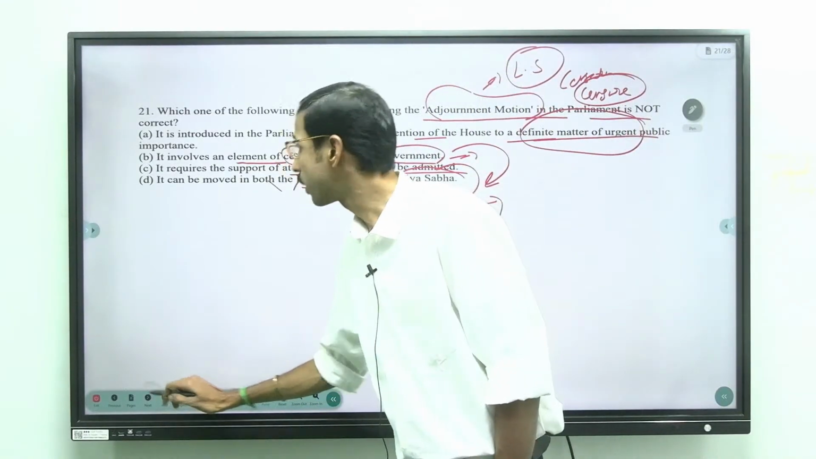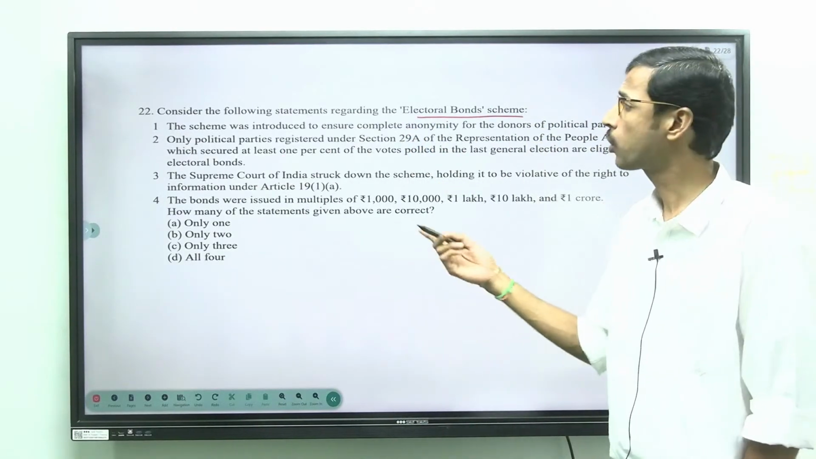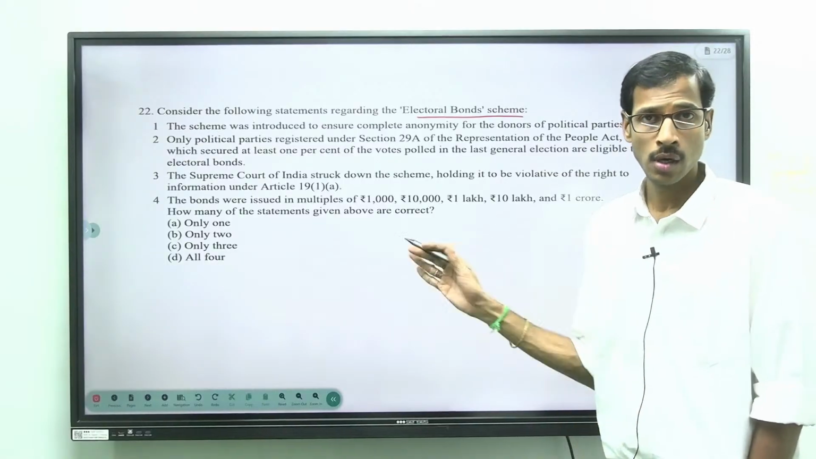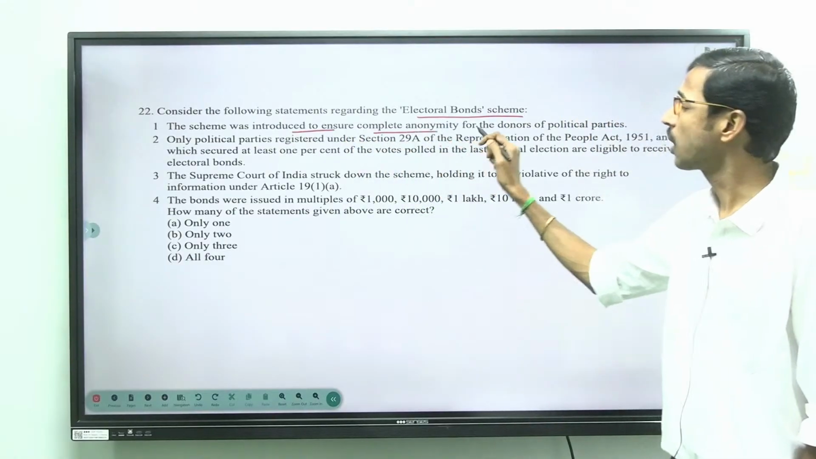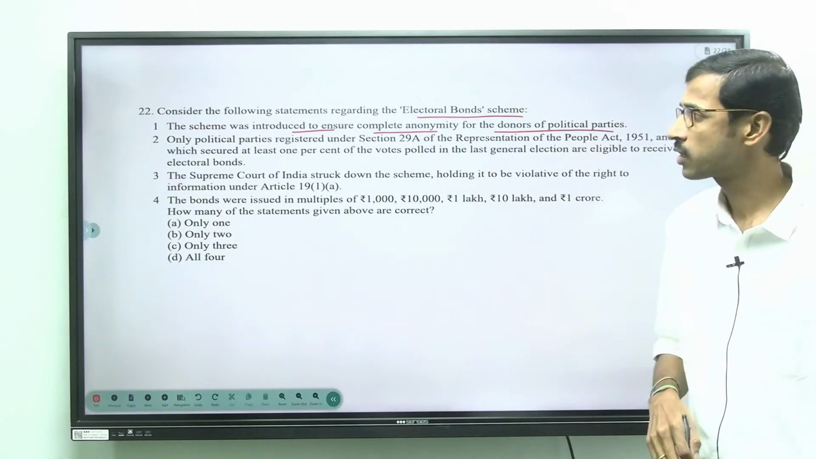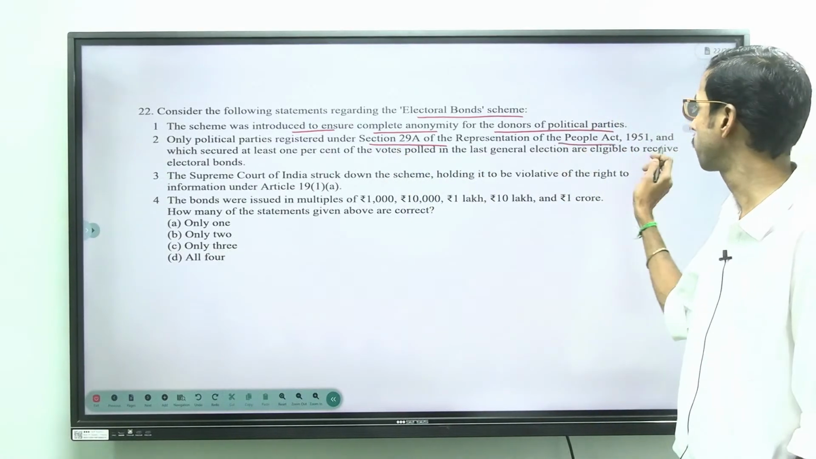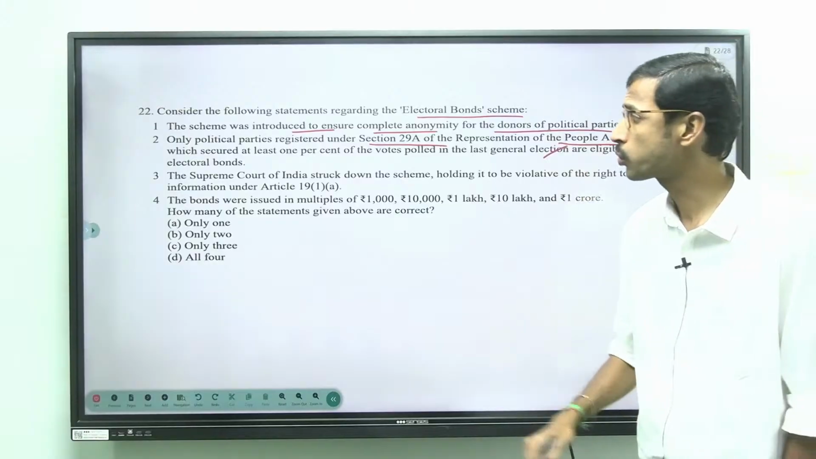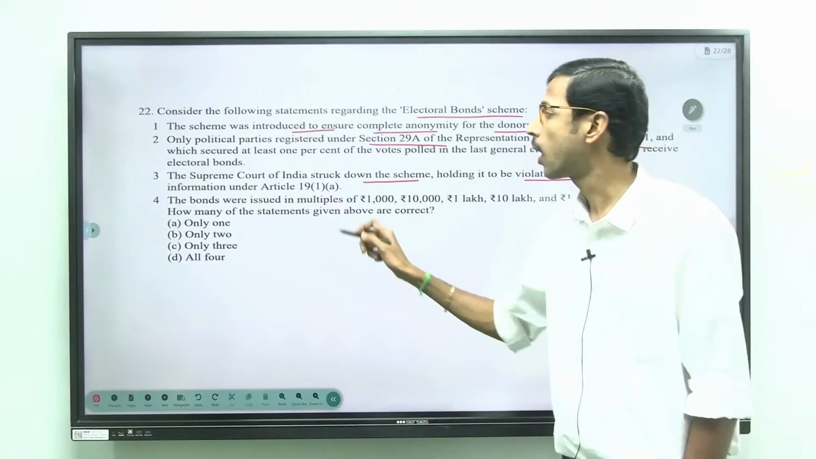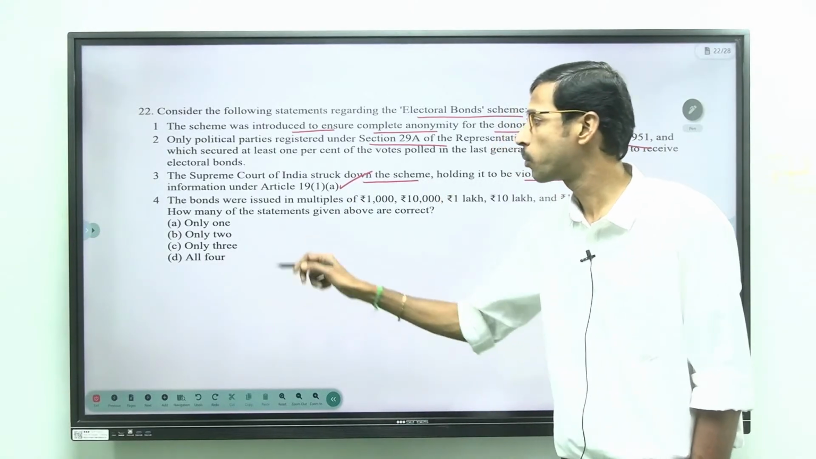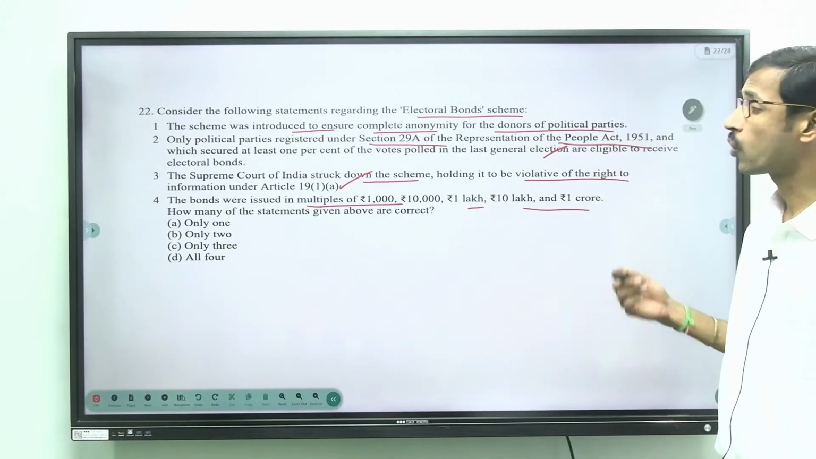So D. Next, consider the following statements regarding the electoral bond scheme. It is very important. Recently it was declared unconstitutional and stopped, right? The scheme was introduced to ensure complete anonymity for the donors of political parties. Only political parties registered under section 29A of the Representation of the People Act 1951 could receive them. This is also correct. The Supreme Court of India struck down the scheme, holding it to be violative of the right to information under article 19(1)(a). The bonds were issued in multiples of 1,000, 10,000, 1 lakh, 10 lakh or 1 crore, right?